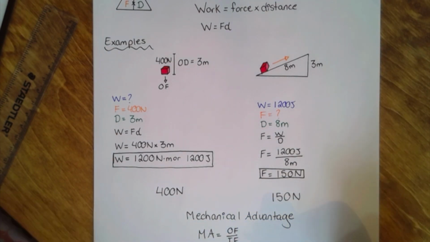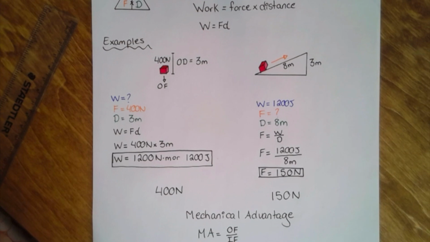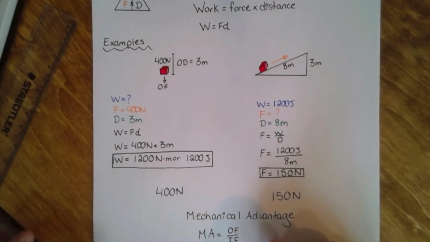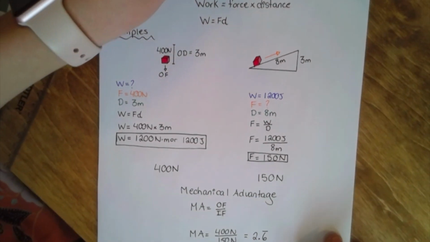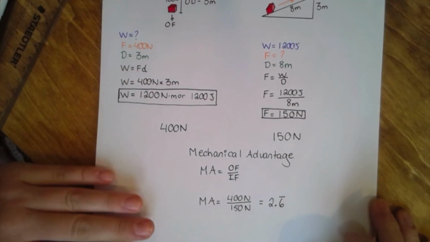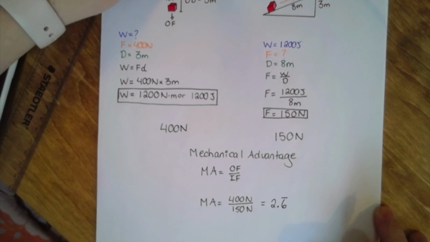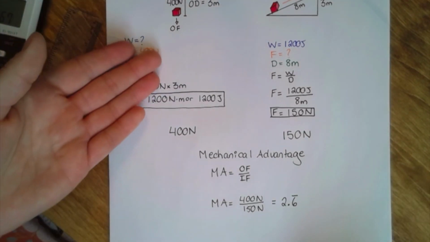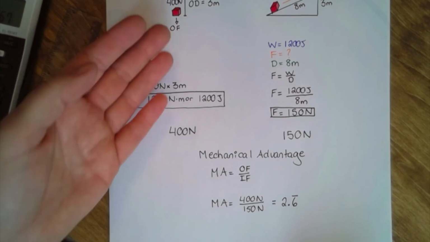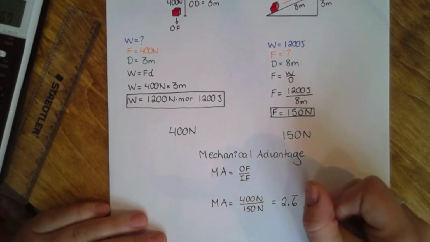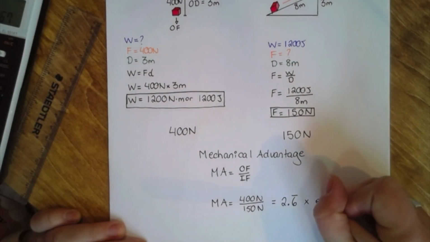Now you can get an exact number. So if you take 400 and divide it by 150, you're going to get 2.6 repeating. That means it's 2.6 times easier if you're using the ramp as opposed to if you don't. Now, times easier.